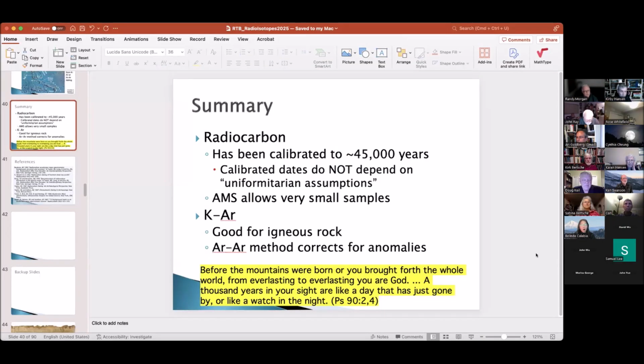So the verse at the bottom there: "Before the mountains were born, or you brought forth the whole world, from everlasting to everlasting, you are God. A thousand years in your sight are like a day that's just gone by, or like a watch in the night." And this is a psalm of Moses, not David. And Moses is just commenting on the universe, the creation.